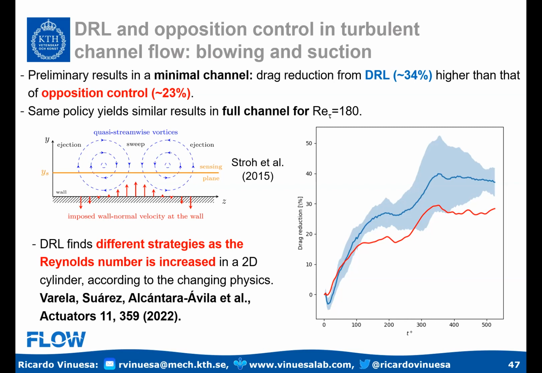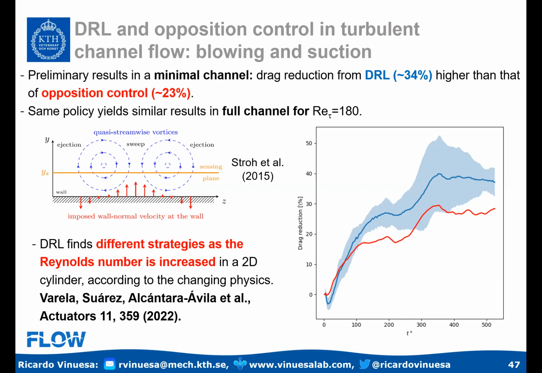I really believe that reinforcement learning has the potential to give us more nuanced and more sophisticated control strategies. It's really able to discover something that is a bit more complex than the classical solution that we are, well, maybe biased to impose in the flow. In fact, it is also able to find different strategies at different Reynolds numbers. This is something that we published last year in Actuators. You can see the paper and all the data here.